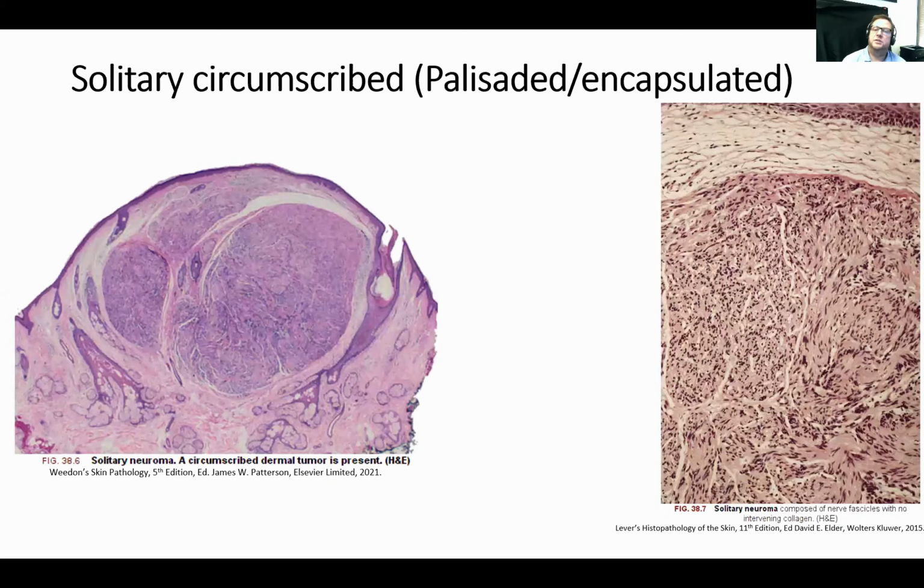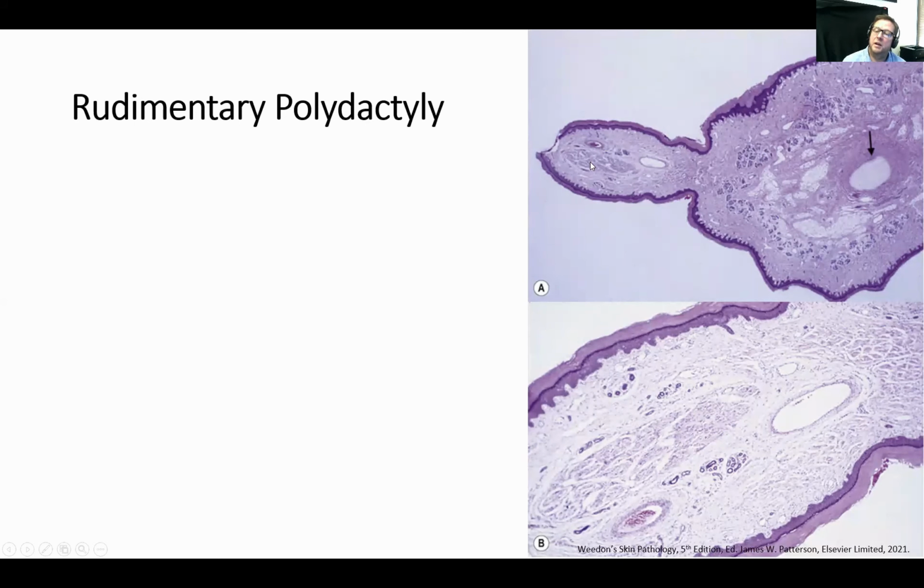So rudimentary polydactyly, this is the Weedon Australian term. Just know you can see any component that would comprise a digit. So you might see cartilage, possibly even some bone, fat supporting it. You see adnexal glands, could see even some hairs, smooth muscle, but we see nerve as part of this. So this is really not a tumor though.